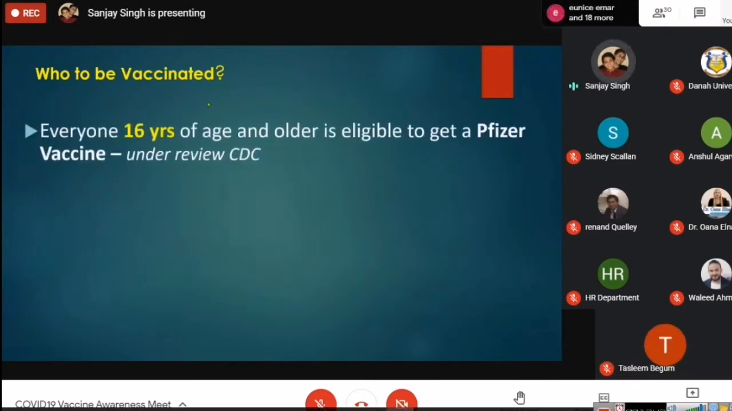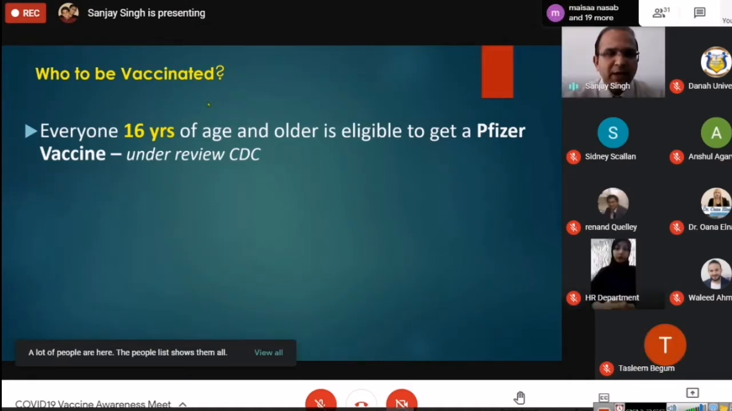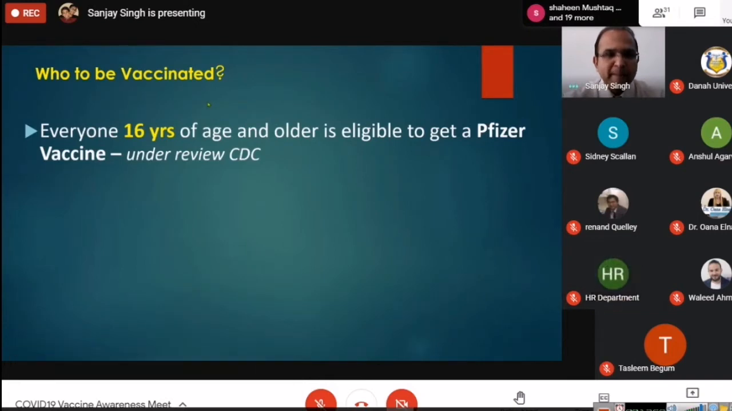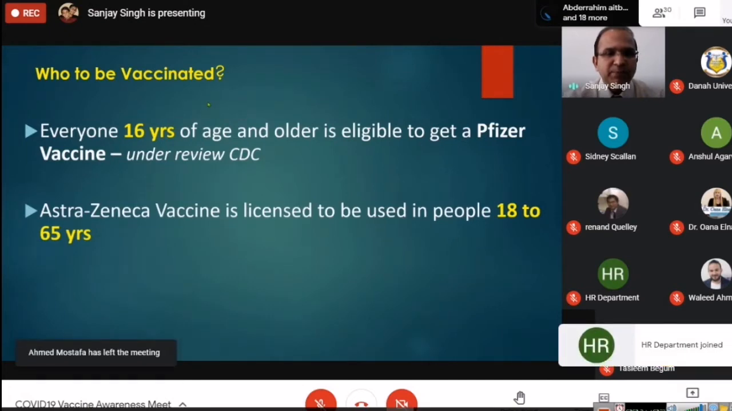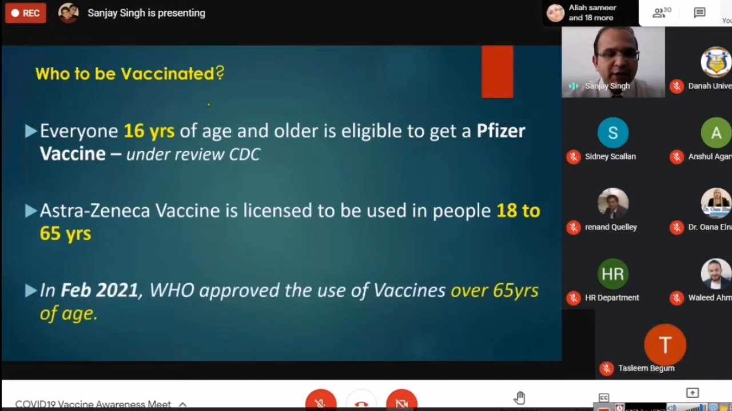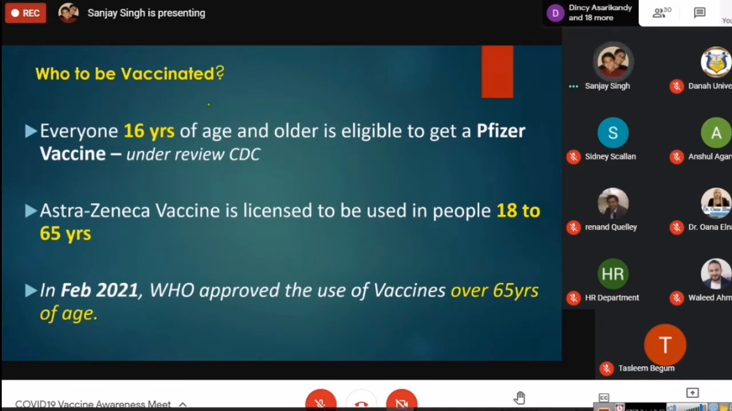So who should be vaccinated? Everyone 16 years of age and older is eligible to get the Pfizer vaccine. But this age is under review by the CDC, and very soon the age will come down to 12 years, by next week, mid-May. And the AstraZeneca vaccine is licensed to be used in people 18 to 65 years. But recently, WHO in February 2021 approved the use of the vaccine over 65 years, because it has been seen that the people most at risk are above 60 years.